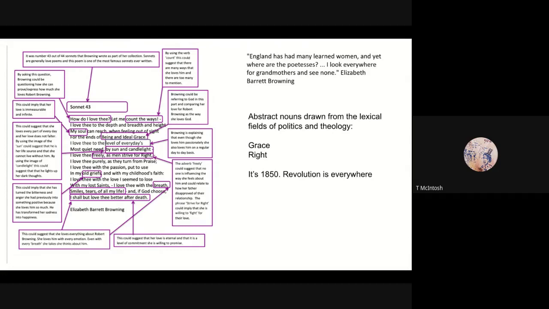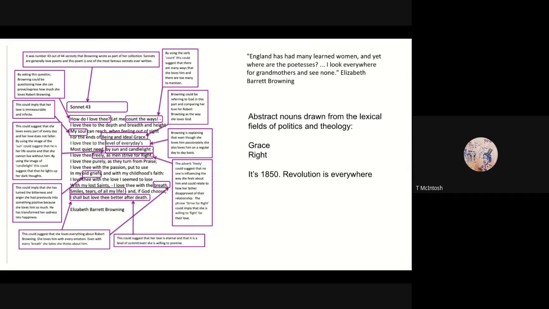Well, I mentioned that it was 1850, there's revolution in the air. And she uses these abstract nouns drawn from the lexical fields of politics and theology, right? How do I love you? I love thee freely as men strive for right. Capitalized abstract noun there, right? So I love you freely, democratically, just like men across Europe are striving to have democratic rights and the right to vote. Again, not something women are supposed to do.